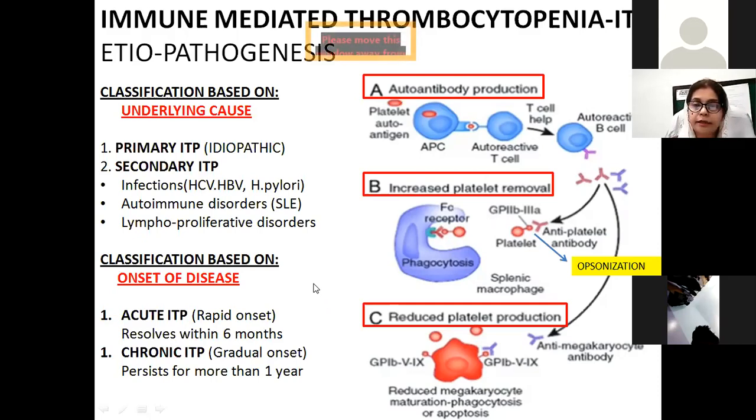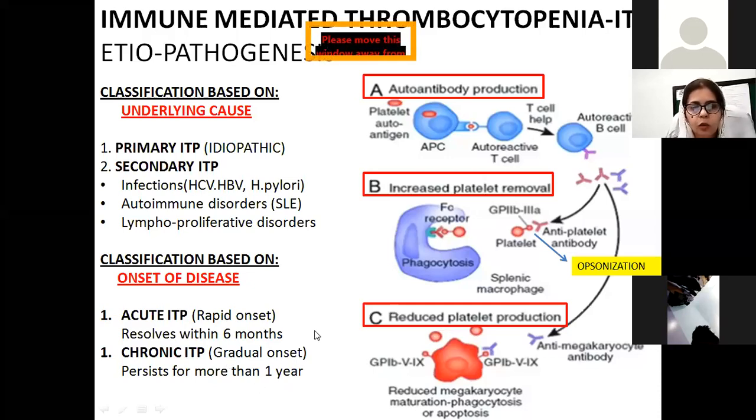Then we have another classification which is based on the onset of the disease. This includes acute ITP, that is when the disease has a rapid onset, the patient gives a very short history and it tends to resolve on its own within 6 months. Then we have chronic ITP. It has a gradual onset, may persist for more than a year, and it has a typical waxing and waning pattern. That is, it goes into remission and then it exacerbates on and off.